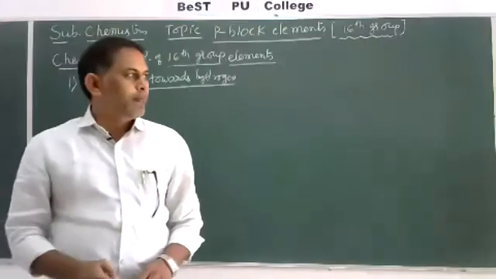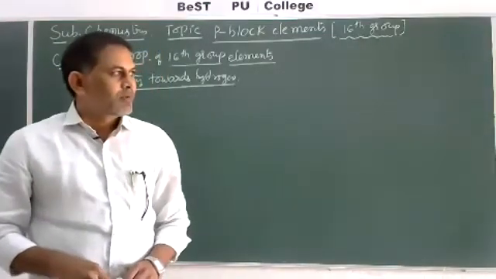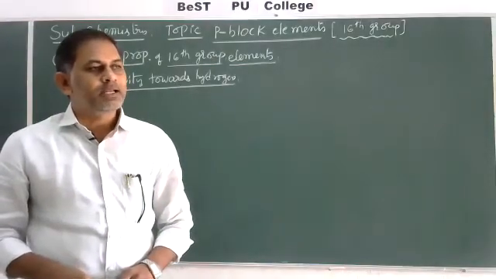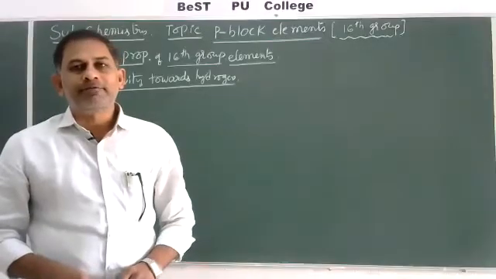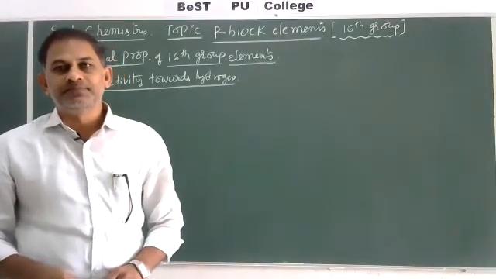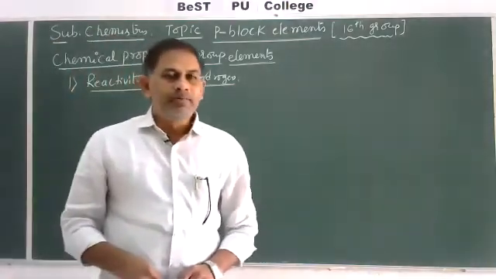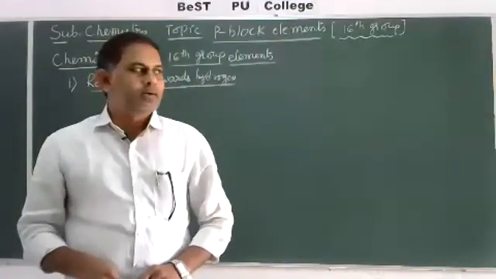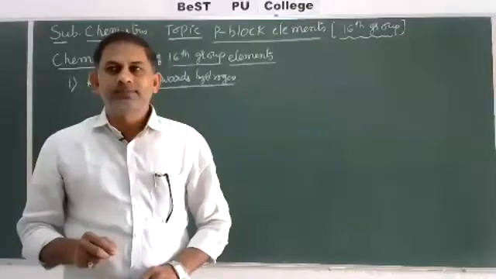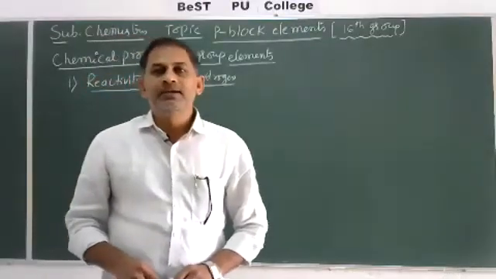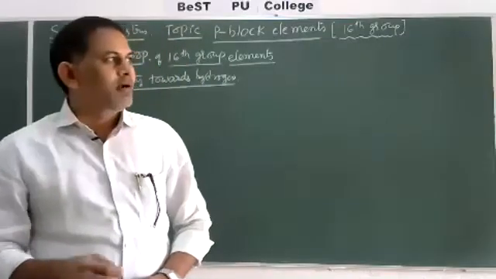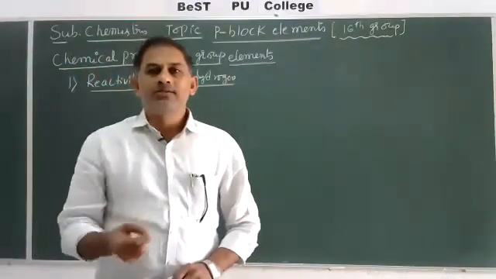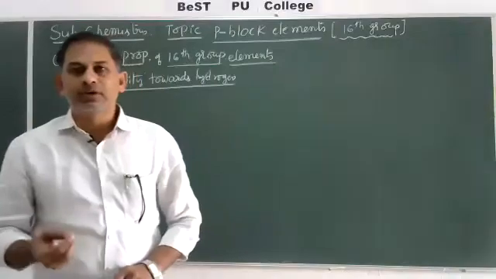In the last class, we covered the introduction and electronic configuration of 16th group elements, some important physical properties and anomalous properties of 16th group elements, then variable oxidation states. After the anomalous properties of oxygen, we covered chemical properties and the variable oxidation states of oxygen, sulfur, selenium, tellurium and polonium.